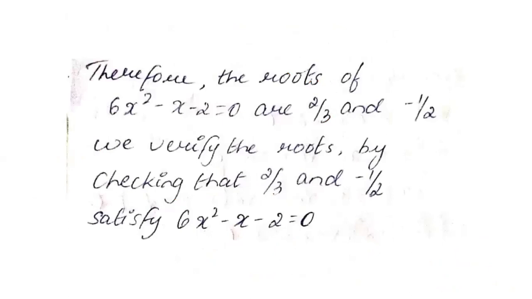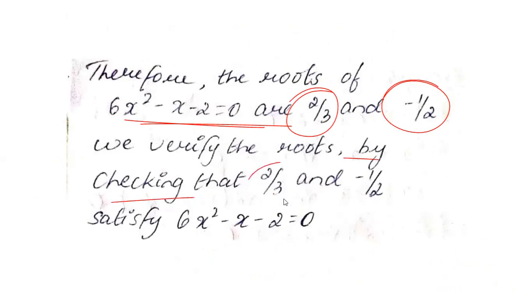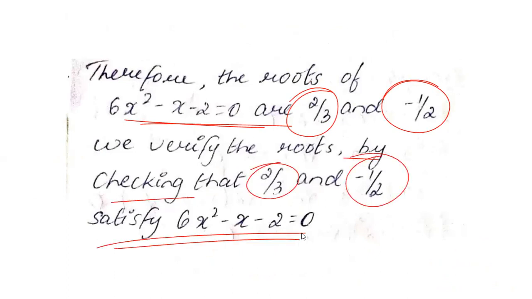Therefore, you have to write this conclusion statement. We expect whoever corrects the paper, they expect you to write this statement. These two have the roots, by checking that 2 by 3 and minus 1 by 2 satisfy the equation. We have to check that. Substitute 2 by 3 in place of x. Substitute minus 1 by 2 in place of x.